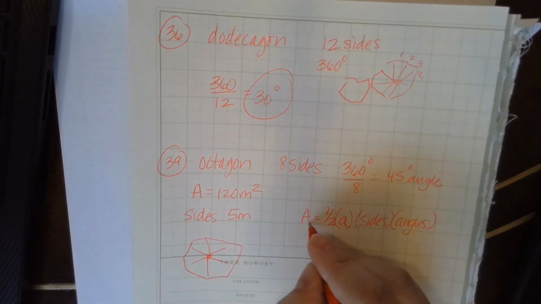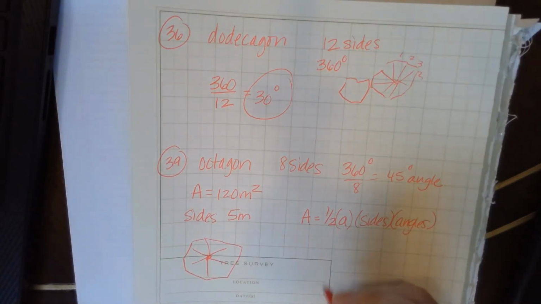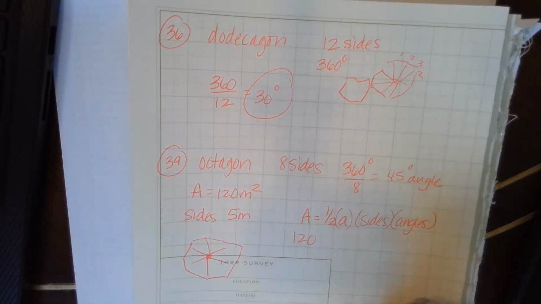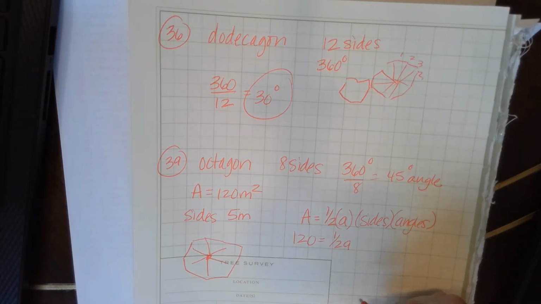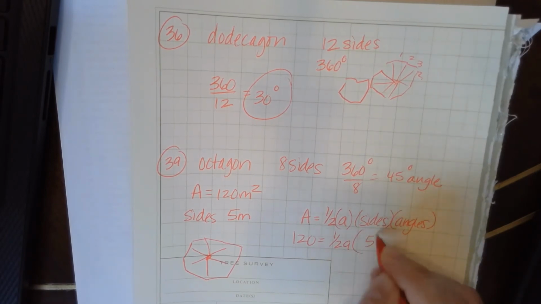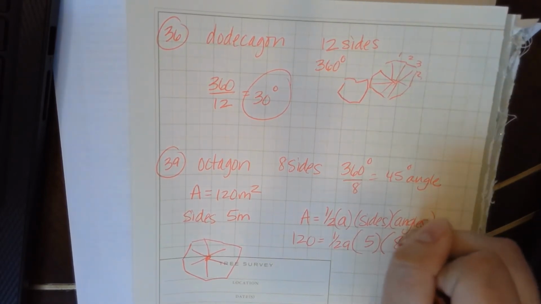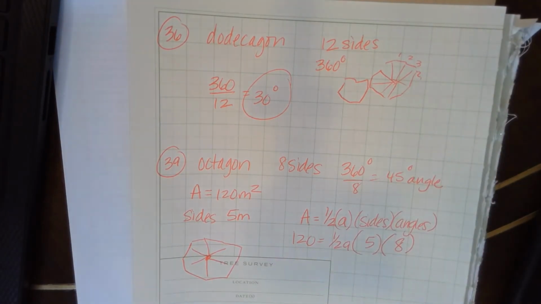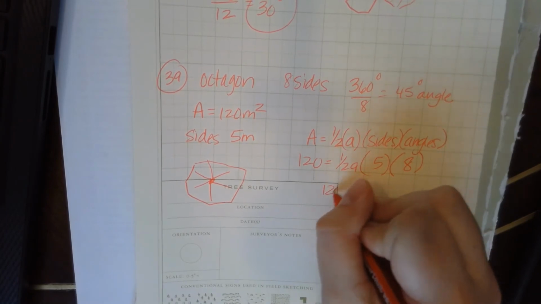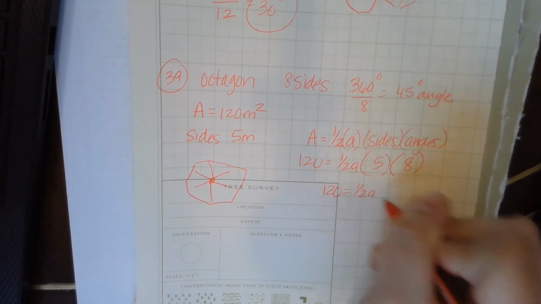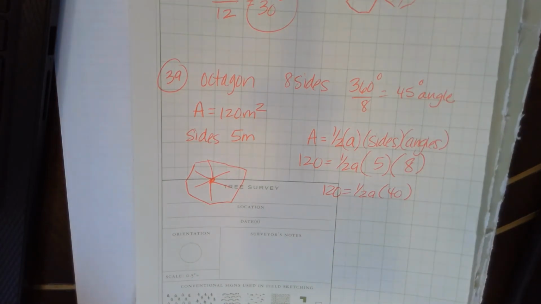And the area is 120, so I'm going to plug that in. Then I've got 1/2 A. The sides we know were 5, and there are 8 angles. So now I'm just going to take all of that and start plugging it in. I've got 120 equals 1/2 A times 40. 5 times 8 is 40.